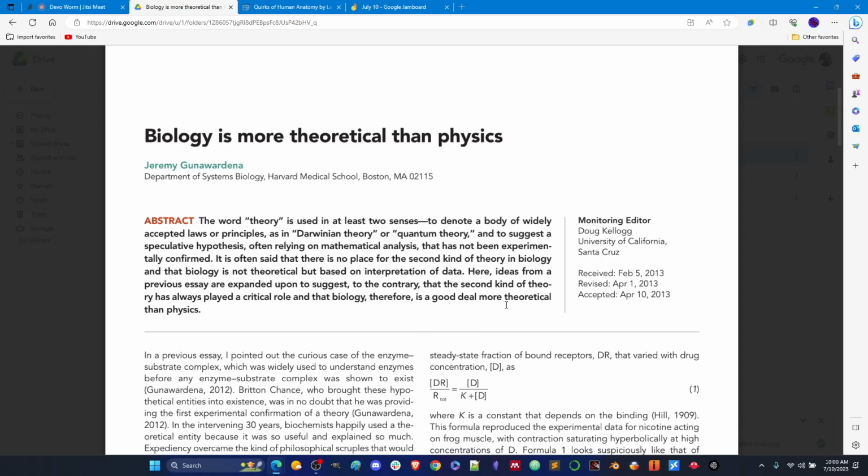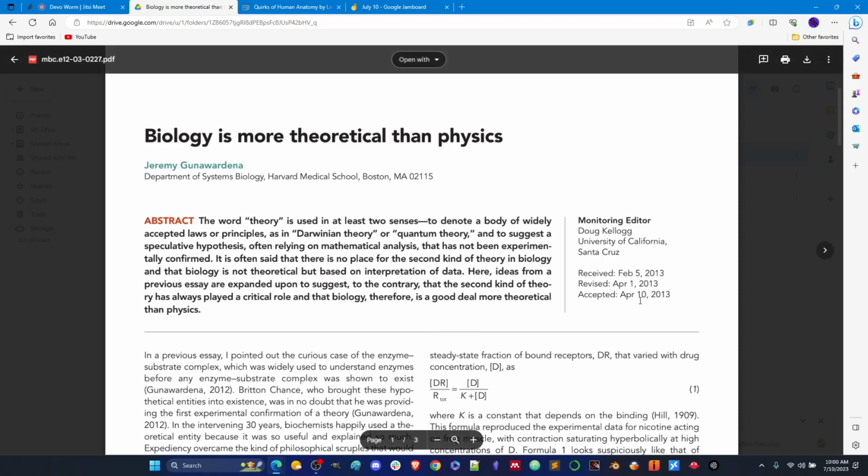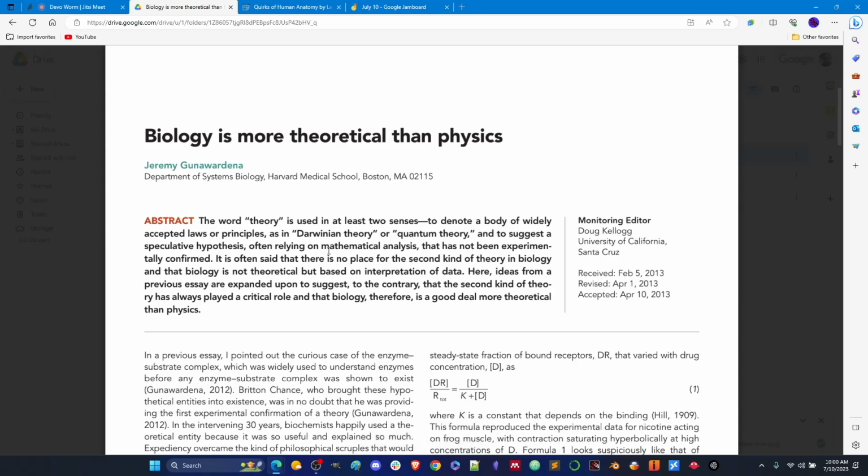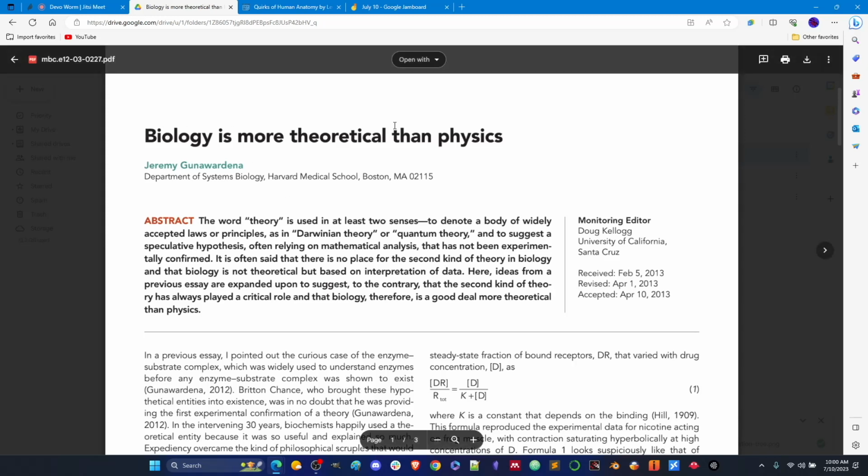So this is a paper. This is from 2013, actually, so it's about 10 years old now. And it's called "Biology is More Theoretical Than Physics," and so it's kind of an argument. We think of physics as maybe being really theoretical and biology not being so theoretical. But this paper makes the argument that the opposite is maybe true.